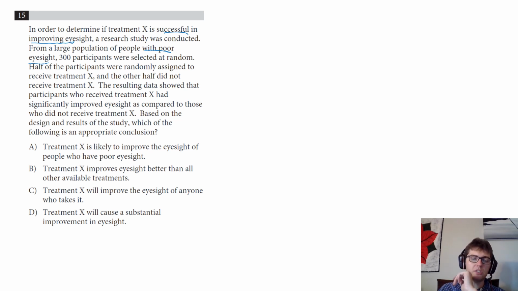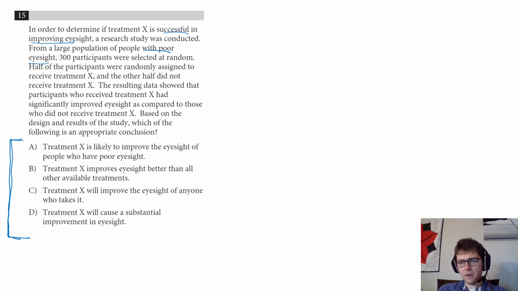Based on the design and results of the study, which of the following is an appropriate conclusion? And this is an interesting one because there's really no math involved at all. It's more a science question. It's more like a design of experiments, interpreting results question, which is interesting. I think whoever wrote this particular SAT must have been like a science teacher because you had the physics problems and now you have this.